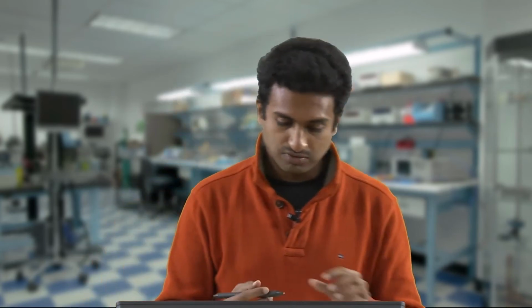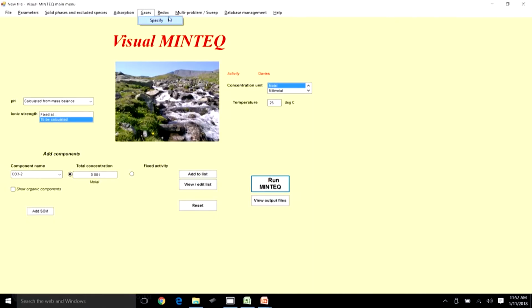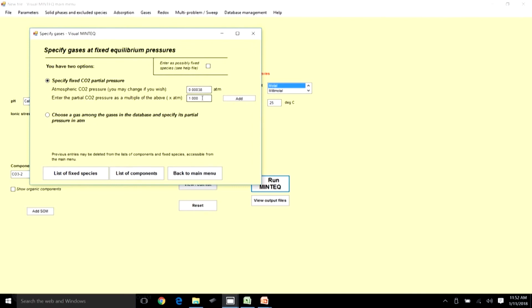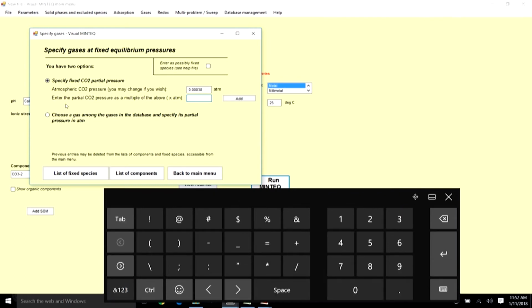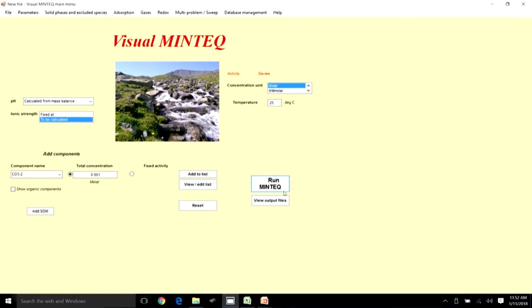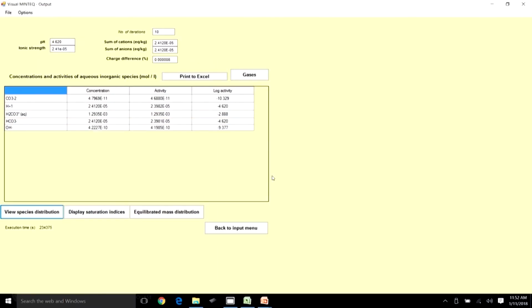So let's look at that. We'll come back to the gases here, and I'm going to specify the gases, but this time the multiple, instead of saying it's 1, I'm going to say maybe it's 100 times, let's say. So here we are just saying enter the partial pressure of CO2 as a multiple of the above. So if I want to go for 0.038 atmospheres, I'm going to say it's going to be 100 times here, and I'm going to add that.